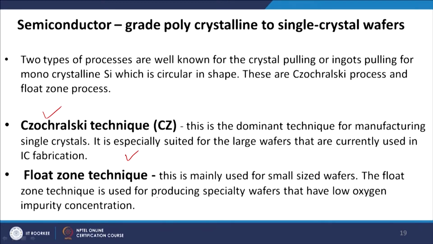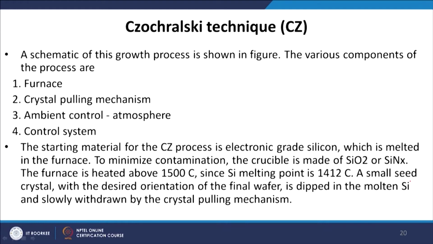The float zone technique is used for producing wafers that have low oxygen impurity concentrations. Now, in the Czochralski technique, a schematic of the growth process is shown in the next figure. Here there are different components: one component is the furnace, then there is the crystal pulling mechanism, the ambient control atmosphere, and the control system.